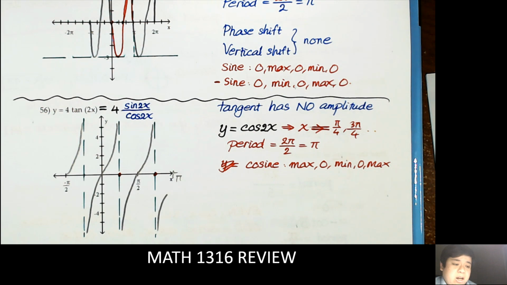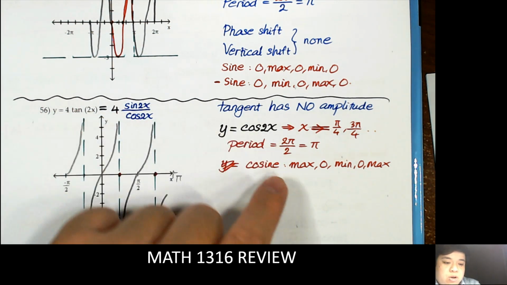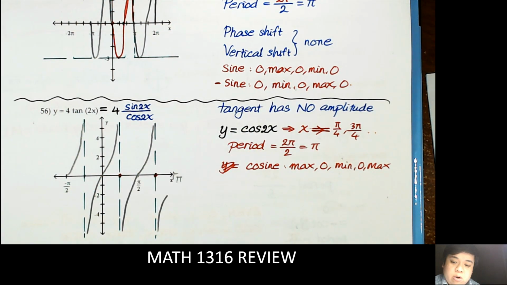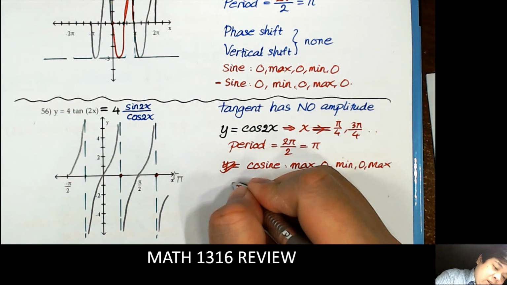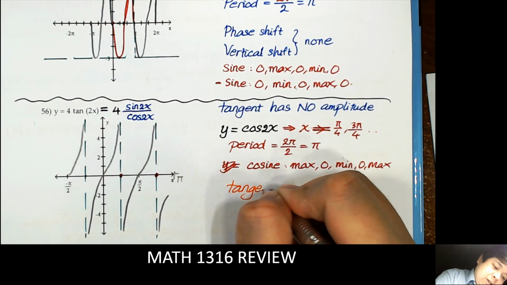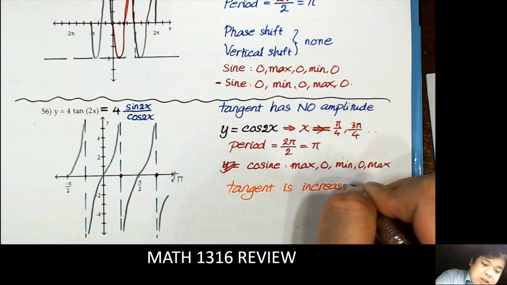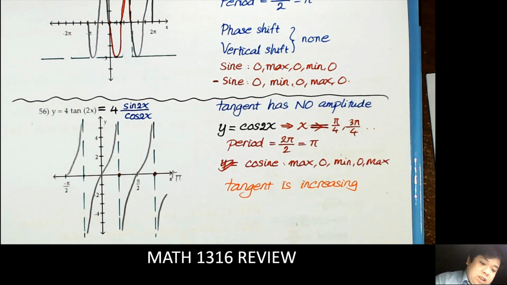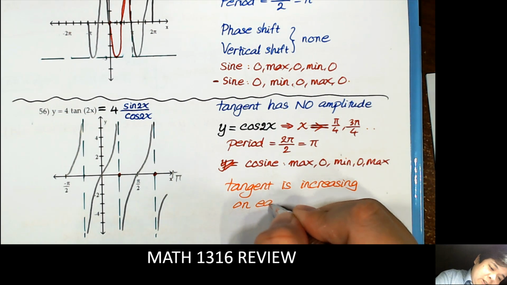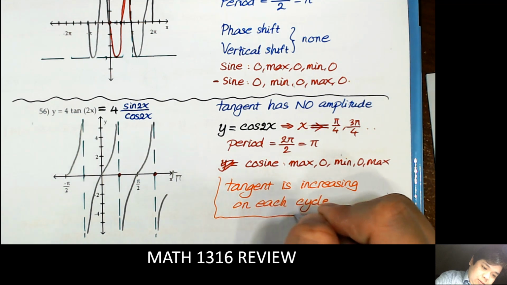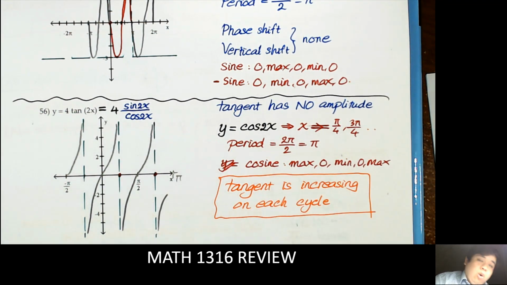The tangent, all we need is the asymptotes. Asymptote is where the denominator equals 0. So that's why we find out where the denominator equals 0. And one important fact is that the tangent function is increasing on each cycle. Cotangent is decreasing.